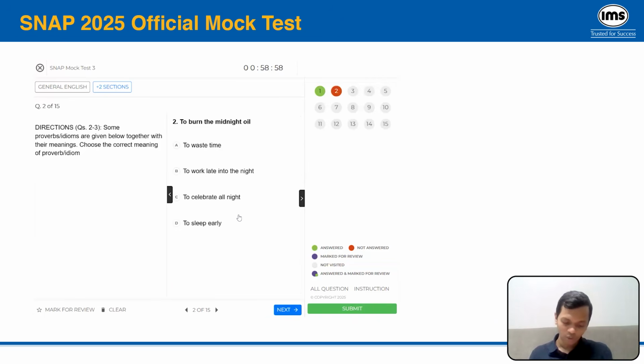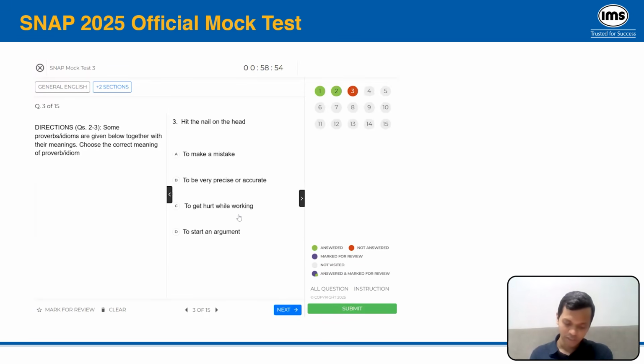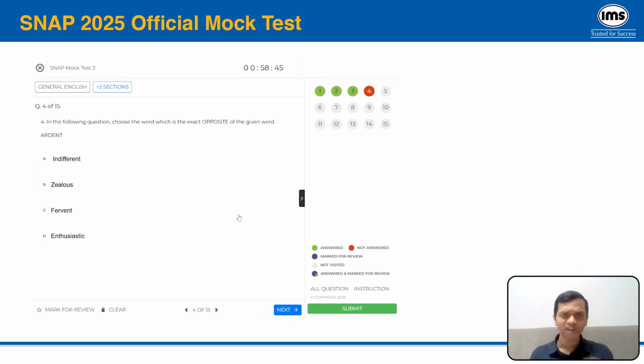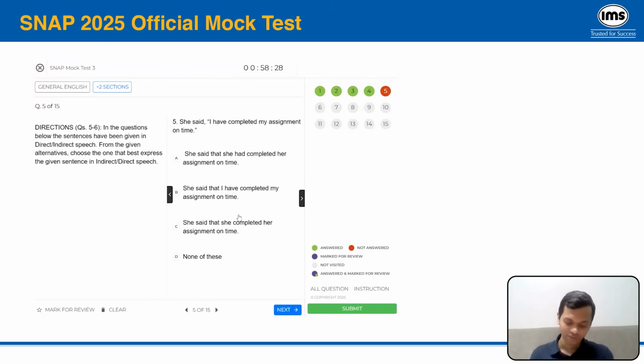To burn the midnight oil is to work late into the night. So this is easy. Hit the nail on the head is to basically just get to the point or whatever, right? So should be B. I always start with V as the section when I'm taking SNAP. In the following question, choose the word which is opposite. Ardent, so it's like an ardent supporter or something. I don't know. I'm going to go with indifferent. So maybe it's like somebody who is opposite of that, whatever.